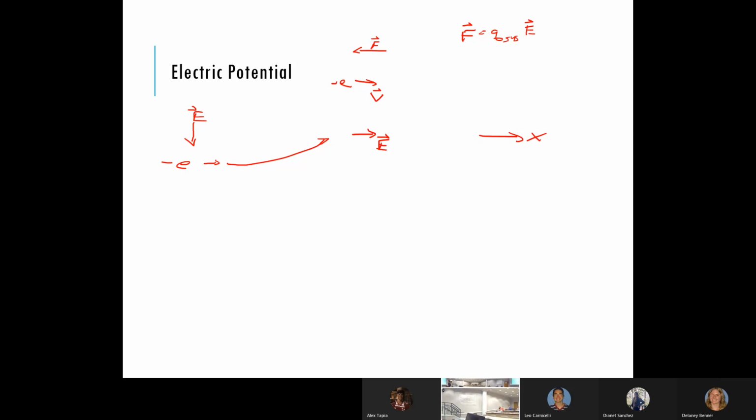To answer your question, Isaiah, questions on that? The system is the electron that is moving through the field. So I want you to consider the electron to be your system. So would this be the electric charge, the Coulomb? Yep, exactly. Any questions on that?